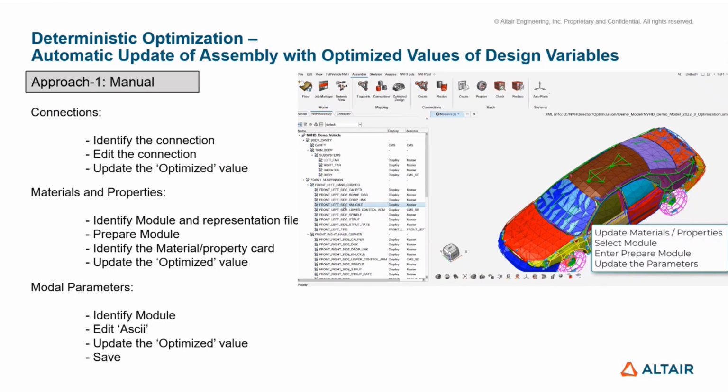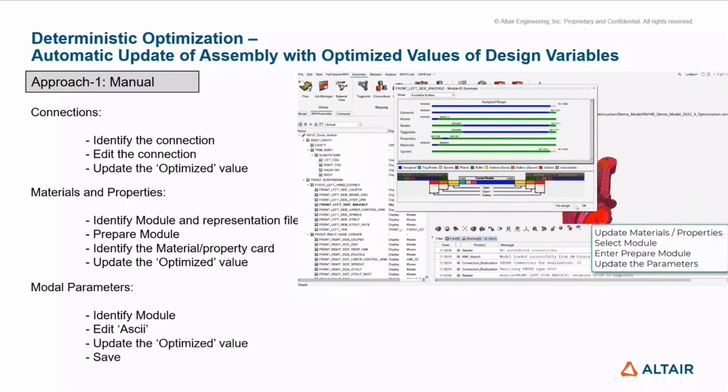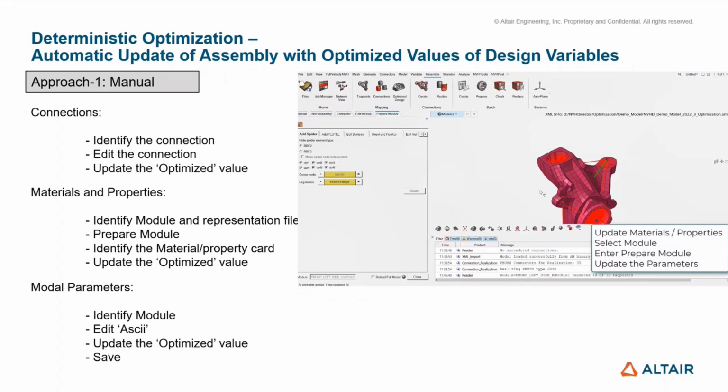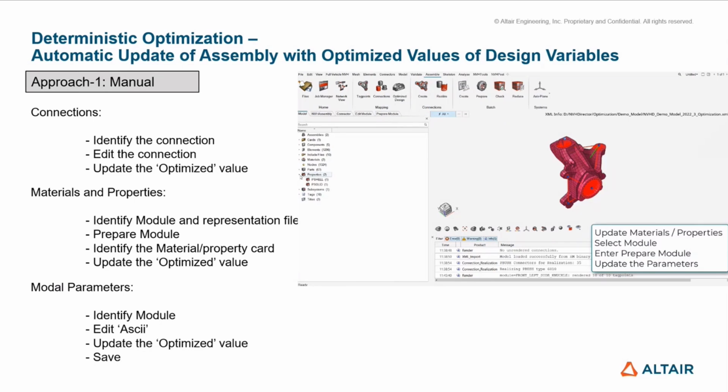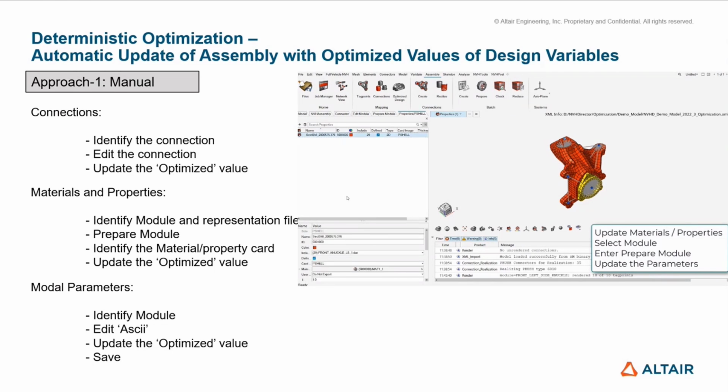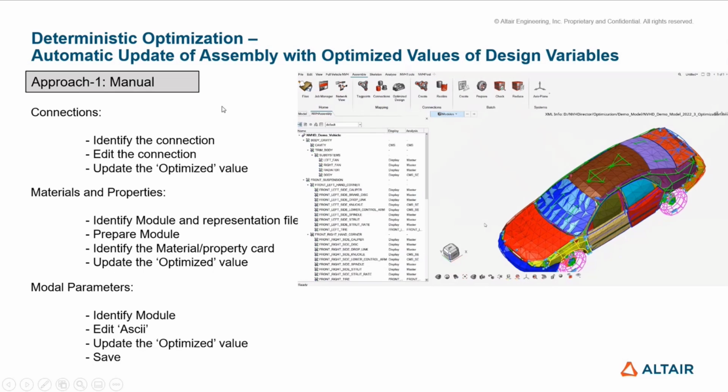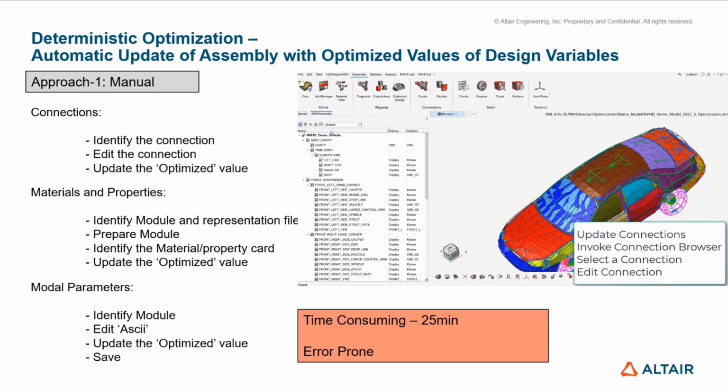The next step is to update the materials and properties. Here, a user has to select a particular module. He has to go inside the prepare module mode. So now I'm here in the prepare module mode. Once I enter the prepare module mode, I need to identify which property was modified, or which material was modified. Once it is identified, I need to go and change that parameter manually. So these are the different steps, which are purely manual, that a user has to go through to update the assembly.